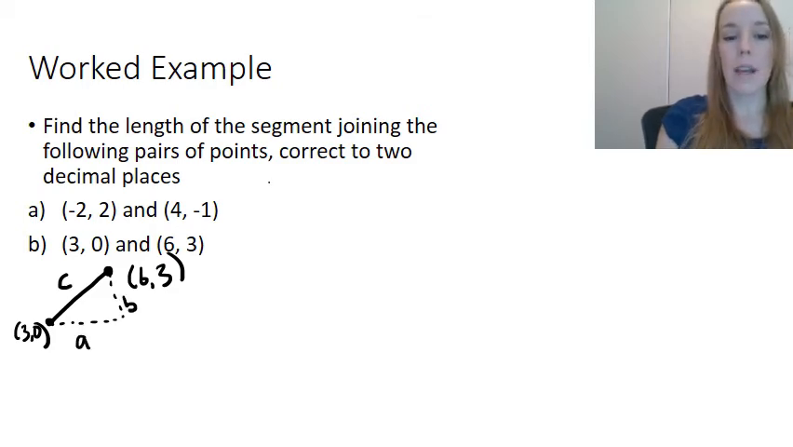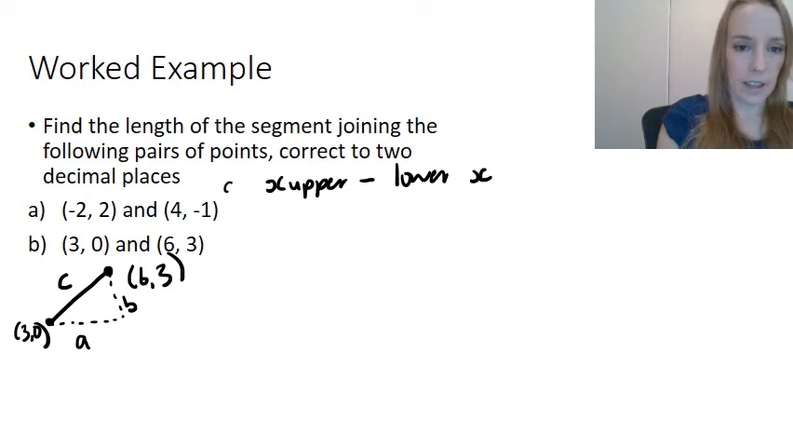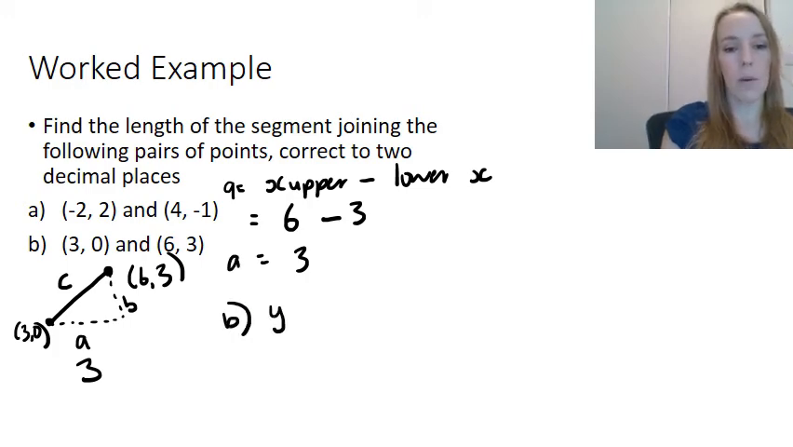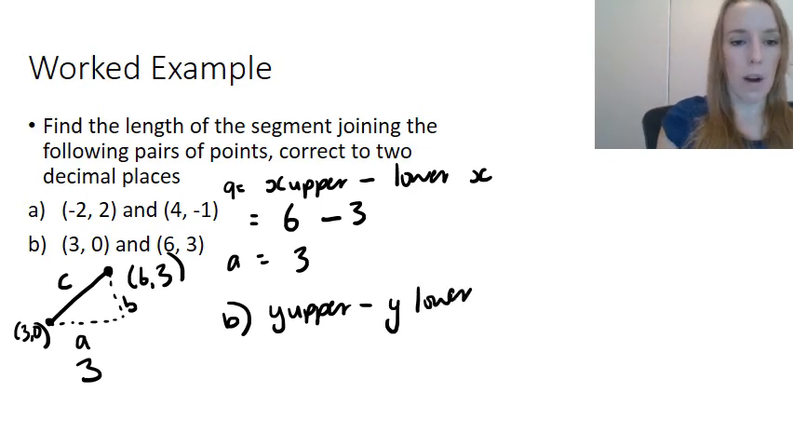So A would be our upper x minus our lower x. Our upper x is 6. Our lower x is 3. So we've got 6 minus 3 equals 3. So in this case, A equals 3. We need to find our B value, which is our y upper minus our y lower. The upper y value is 3, the lower one is 0, so 3 minus 0 is 3. So B equals 3.